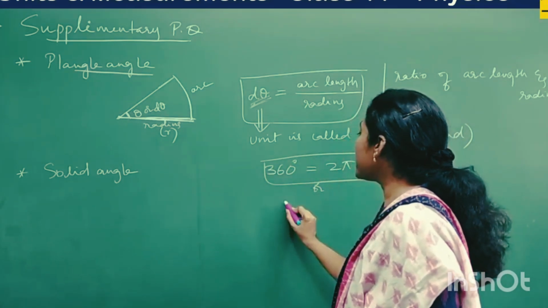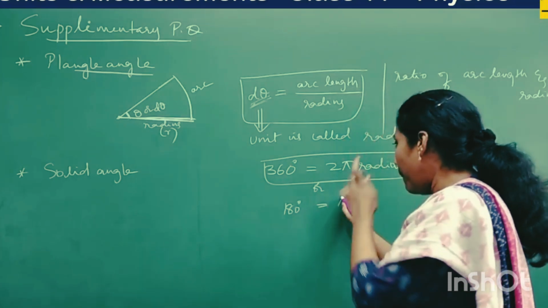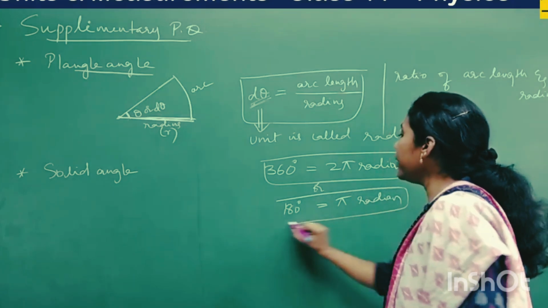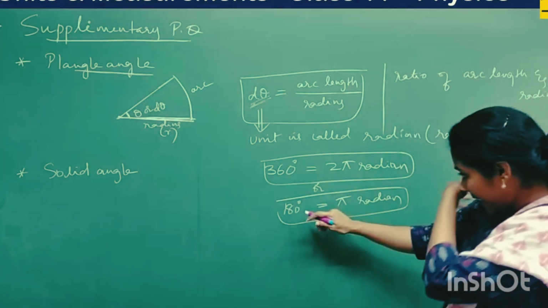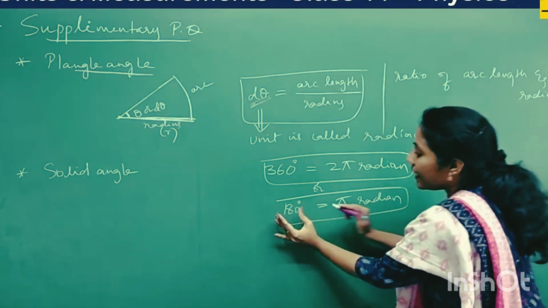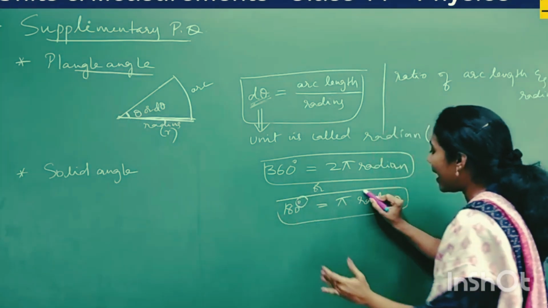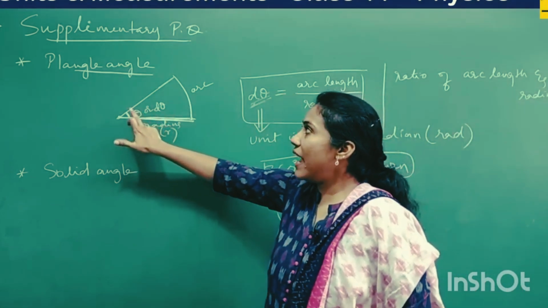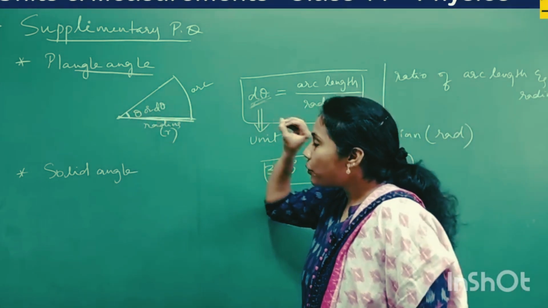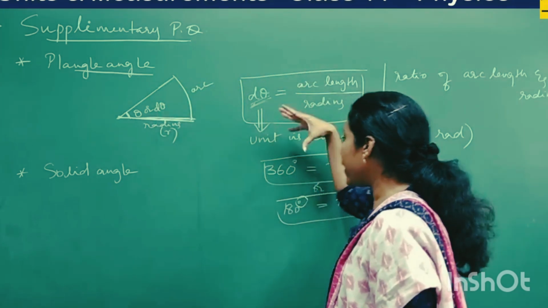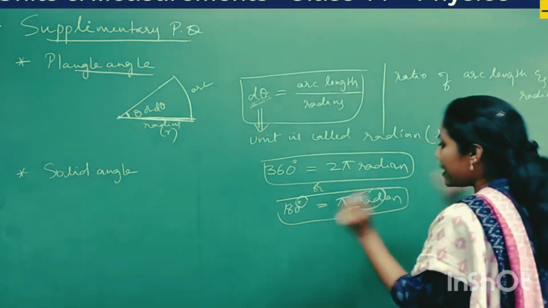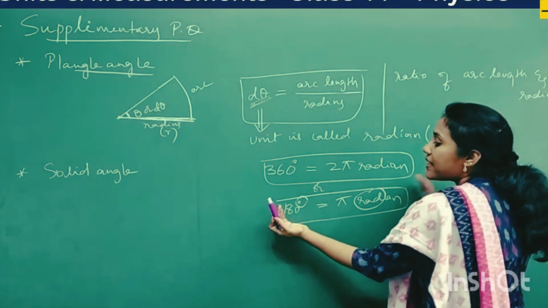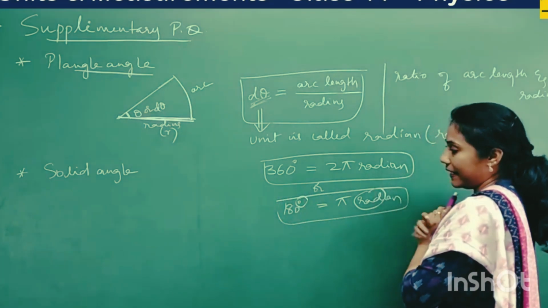Or you can also remember it this way, 180 degrees is equal to pi radian. Anything you can remember, right? So 180 degrees is equal to pi radian. This is the relationship between degrees and radian. Both are units for angle. Which angle? Plane angle. So you can give the units in degrees and you can also give the units in radian. If you have to convert from one unit to another one, you must know the relationships, right? So this is the relationship between degrees and radian.